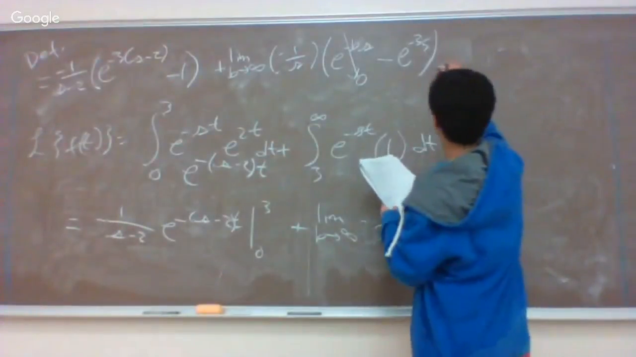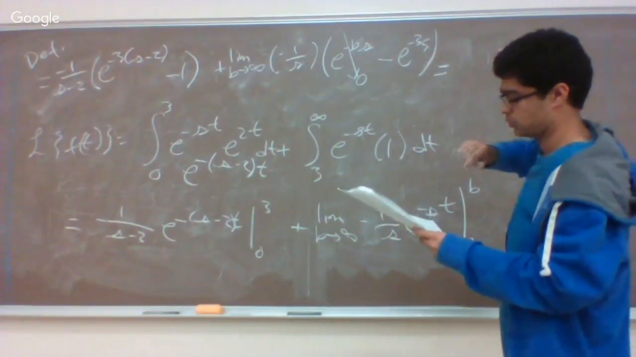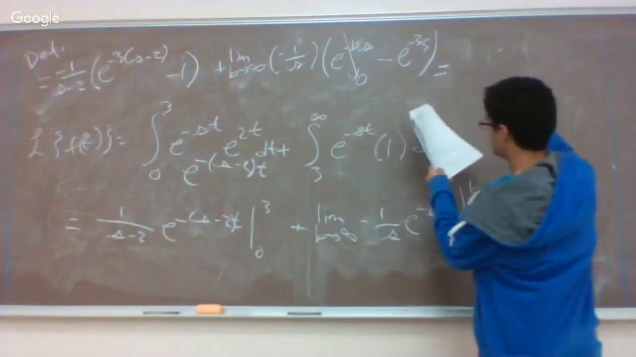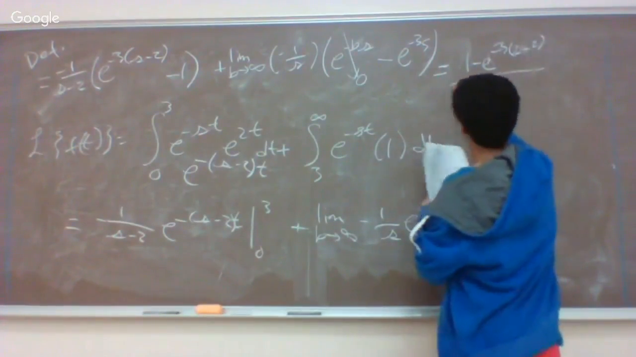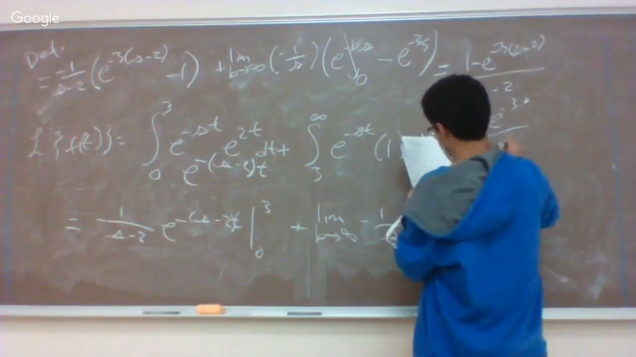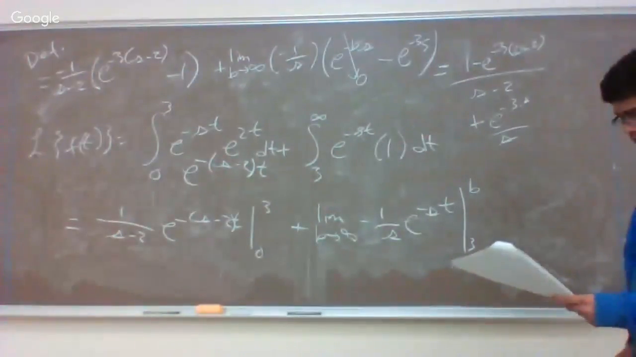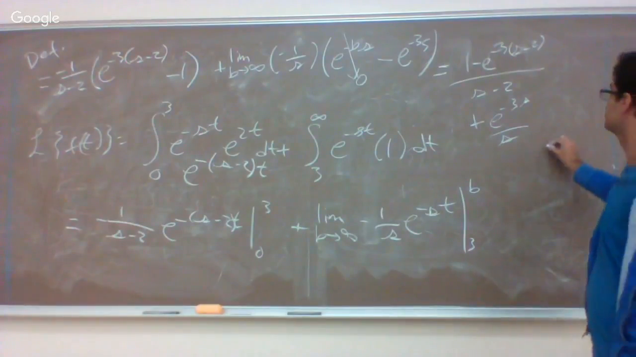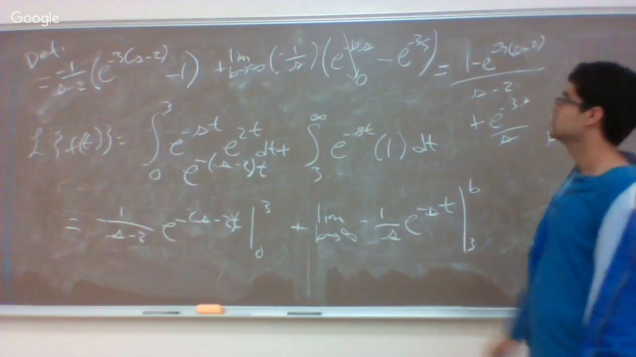So my answer is equal to 1 minus e to the negative 3 times s minus 2 quantity, divided by s minus 2, plus e to the negative 3s divided by s. And s has to be greater than 0, because that goes to 0.